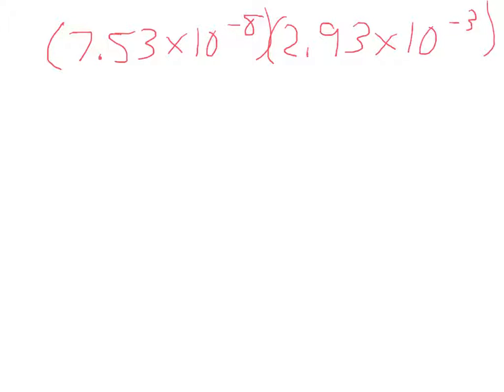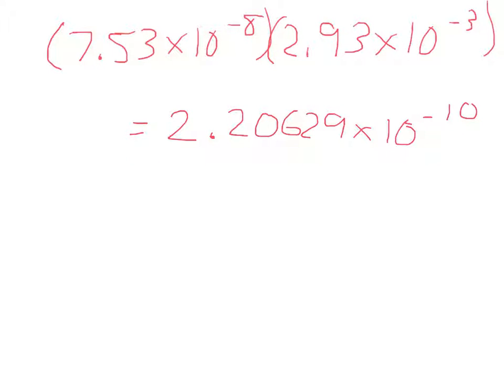Okay, if you did this one correctly, you would have come out with the answer of 2.20629 times 10 to the negative 10th. When you multiplied the 7.53 and the 2.93, you would have come up with 22.0629, which you would have had to move the decimal over 1 to give you the times 10 to the first. That's why you have 10 to the first times 10 to the negative 8th times 10 to the negative 3rd, which will give you 10 to the negative 10th.